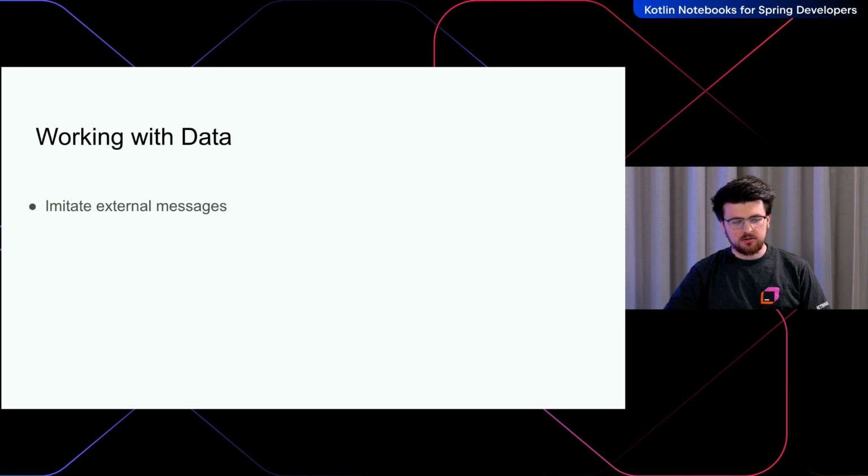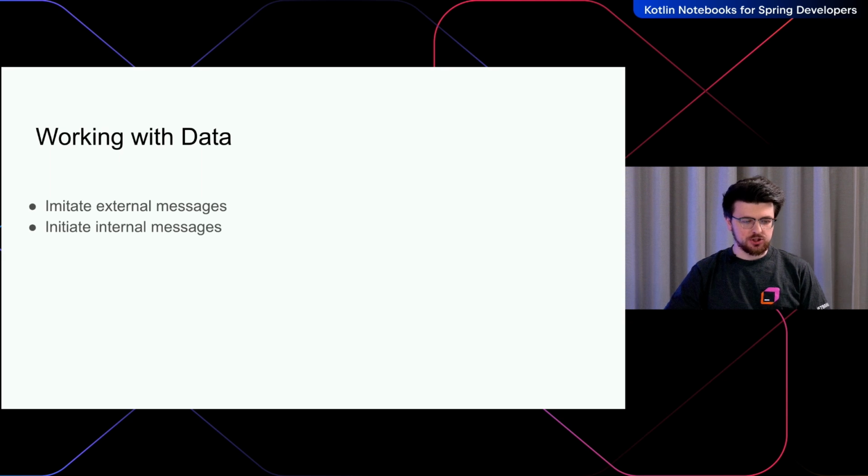The other examples are about working with the data, right? So initiating external messages. For instance, if you're waiting for Kafka messages to come to your backend to start doing something, and the Kafka message is supposed to come from another service, with Kotlin notebooks, you can basically pretend to be that service, and instead of receiving the Kafka message, you can construct it in the Kotlin notebook and pass it to the message handler, and kick things off from there.